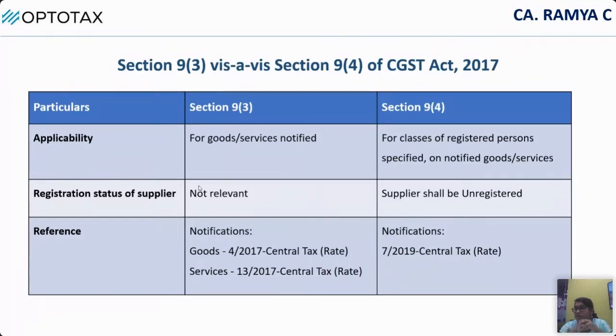Purchasing from URD RCM is applicable, sir. Like I told now, they have specified only certain goods and services in section 9.4 that is mostly related to real estate only. So we will discuss that further. So it's not applicable on all URD purchases, it is applicable only on certain things.